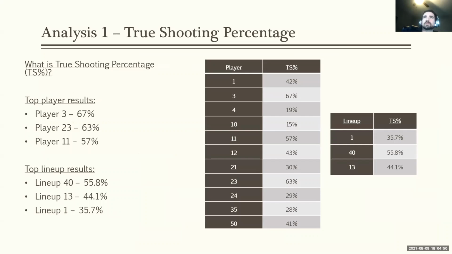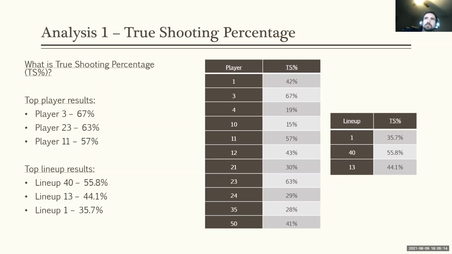So analysis 1 is true shooting. True shooting is basically how effective a player is at putting the ball in the basket, how good they are at scoring and shooting the ball. It accounts for free throws, 2-point shots, and 3-point shots. It makes it different from field goal percentage, which is just a raw count of how many you made and how many you missed. The top player results for these were number 3, number 23, and the top lineup was number 40.